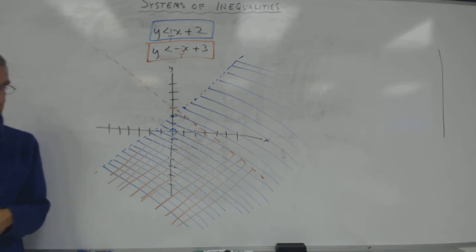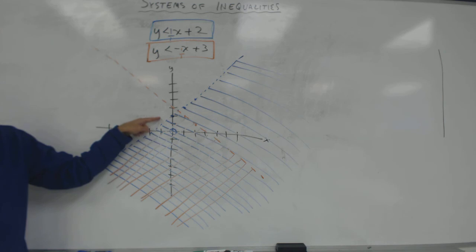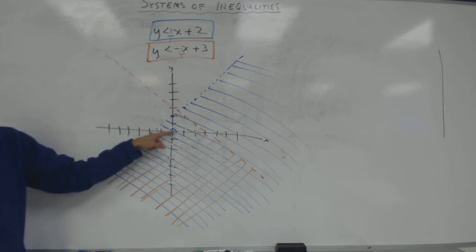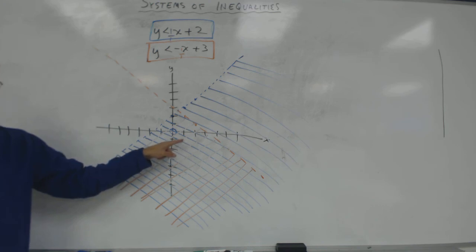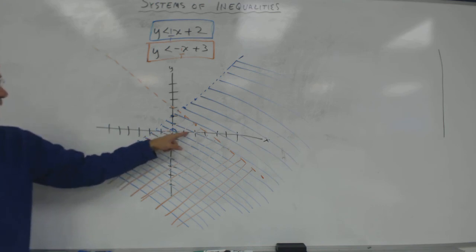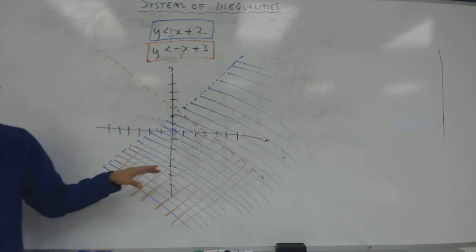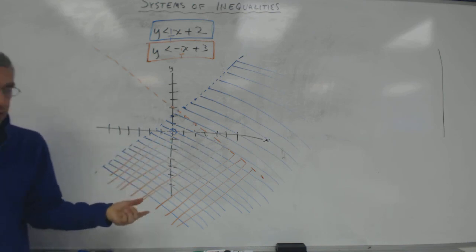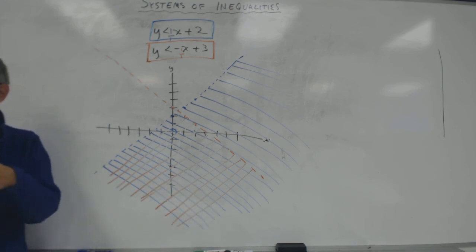0, 0. Negative 1, positive 1. Positive 1, negative 1. And positive 2, negative 2. Anything in this section would be a solution, right? So if I asked you to give me 5 points, you would just find points in the doubly cross-hatched shaded section, right?